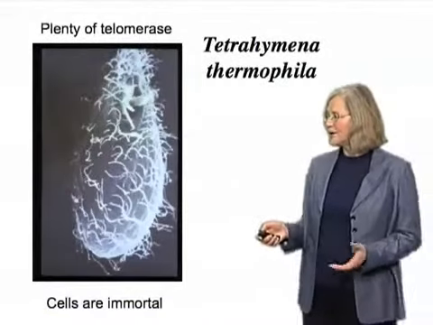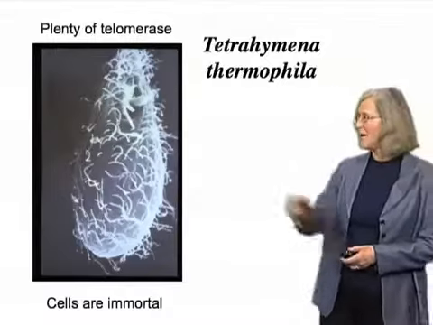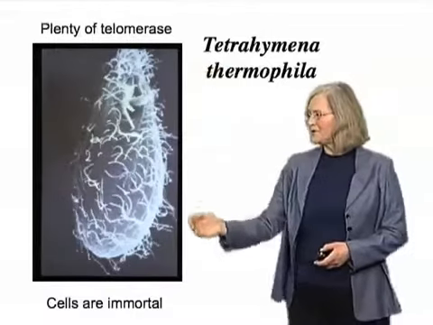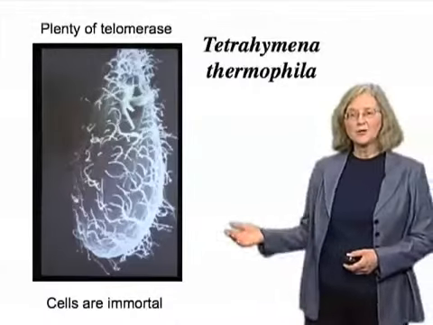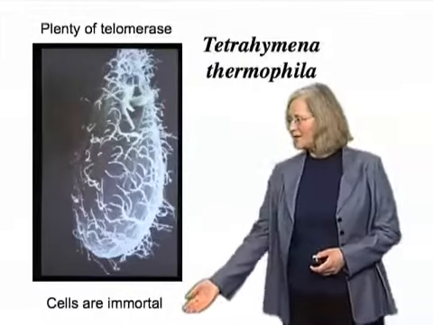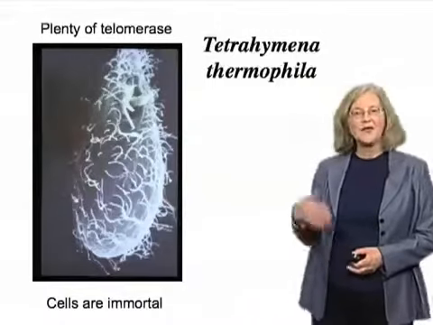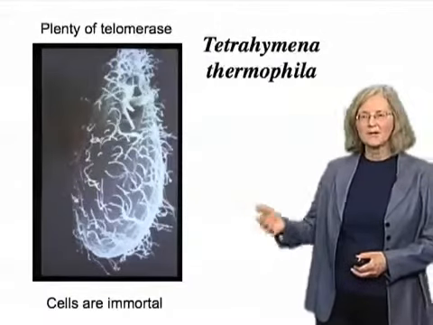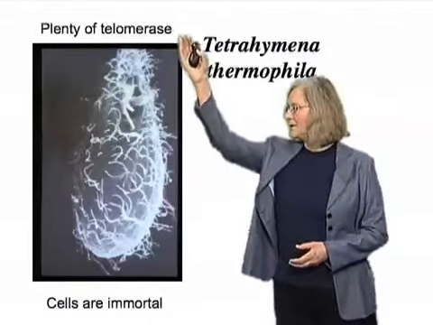So we looked in Tetrahymena, which, as I said, was a good source of telomerase. And another feature of these organisms that I didn't tell you was that if you grow them in culture in the laboratory, they're effectively immortal. So long as you keep them fed and under good conditions, they could just propagate and propagate and propagate seemingly forever. And they have plenty of telomerase.